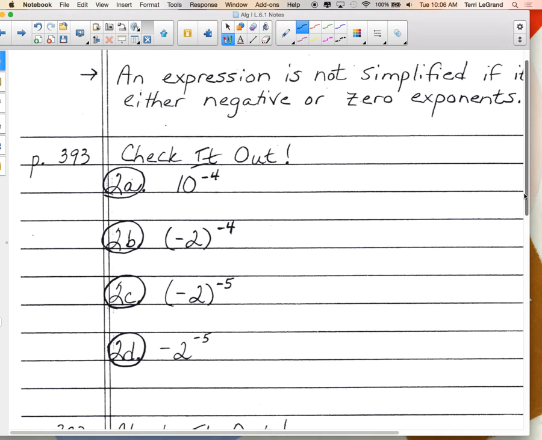But really important up there what I stated, an expression is not simplified. You will lose points on an assessment if you leave negative or 0 exponents. Is not simplified if. Underline that. That is huge. Circle it. Star it. Bold it. I don't know. Do something to it. Because you do not get to say you're done simplifying if there's a negative exponent and/or a 0 exponent involved in the expression.